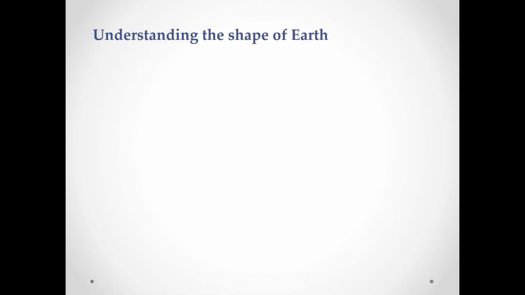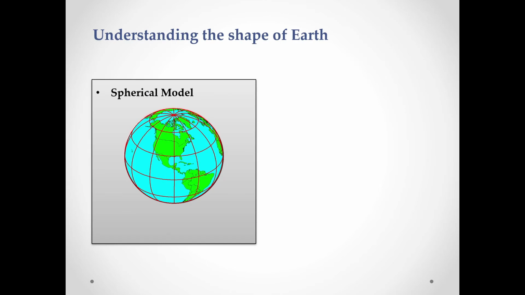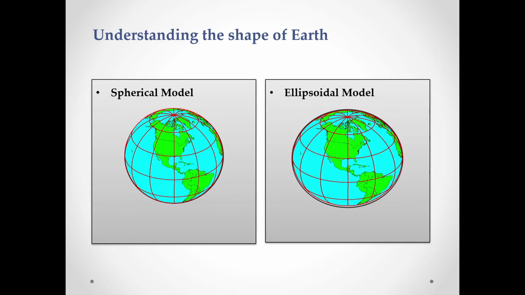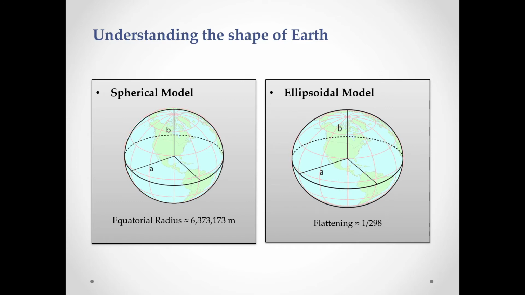Then let us understand the shape of the Earth. There are two types of model. One is a spherical model. In the spherical model, the Earth is considered as a pure sphere, and in the ellipsoid model, the Earth is considered a little bit ellipsoid. Here, the equatorial radius in the spherical model is this much, and in the ellipsoid model, a little bit of flattening was done in the minor axis.